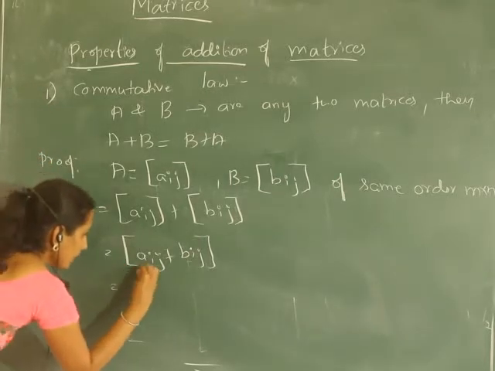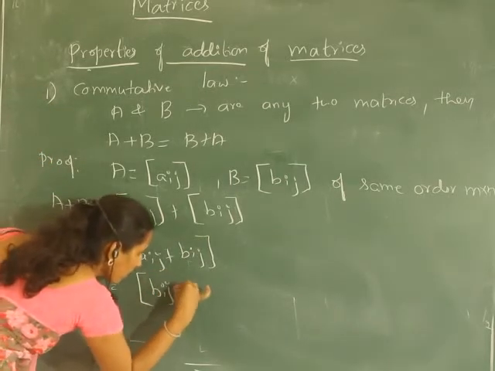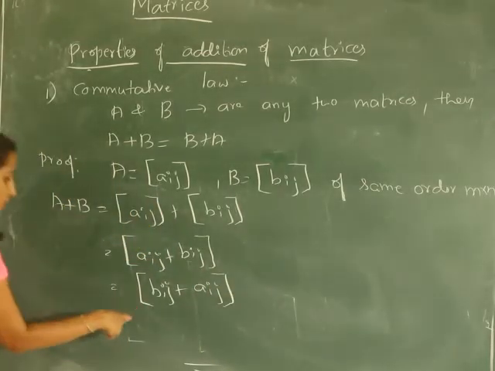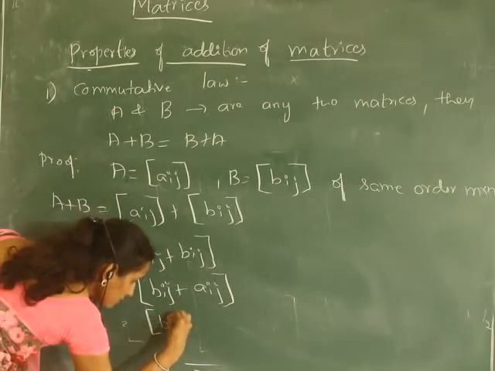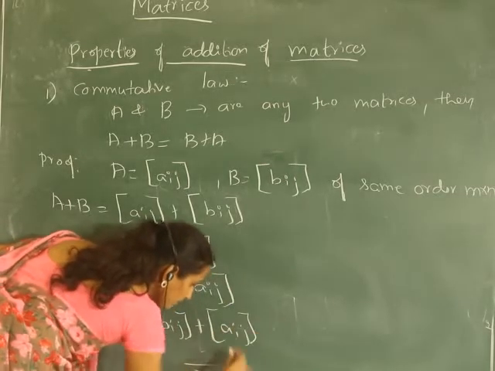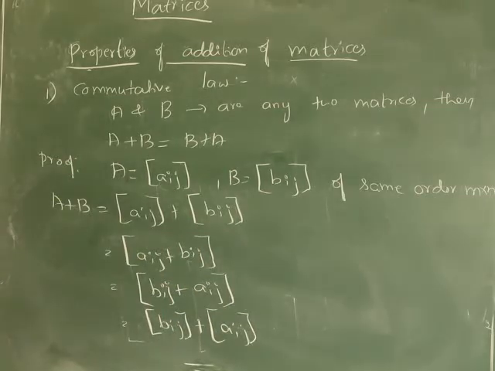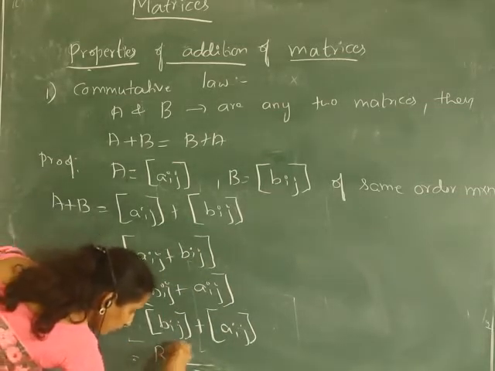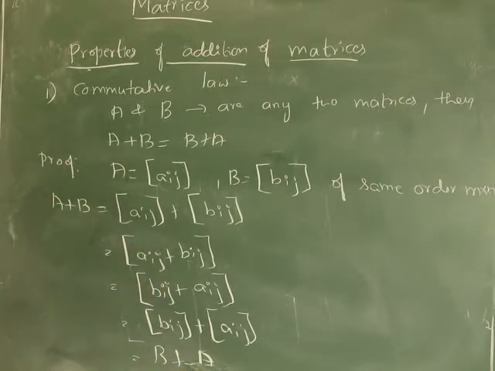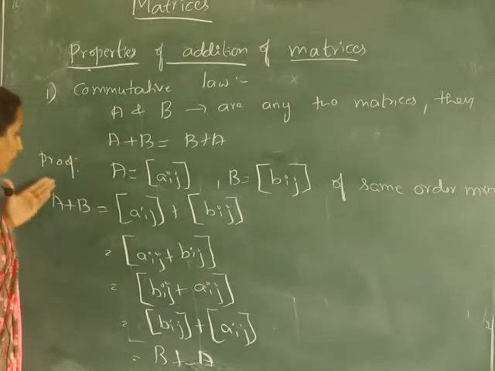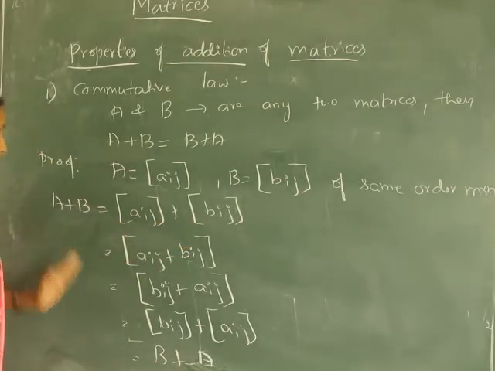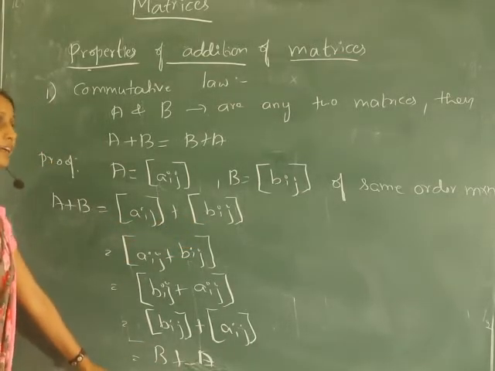So this is equal to, again, I can write it as Bij plus Aij. But Bij plus Aij is what? It is B plus A. So generally we can prove that matrix addition is commutative by taking A and B as matrices Aij and Bij, and we get A plus B is equal to B plus A.